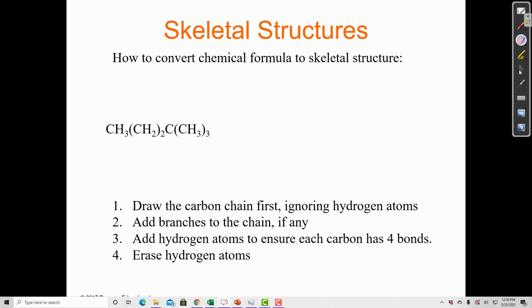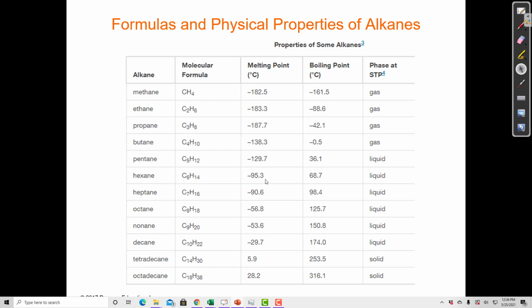All right, so here are the names and some properties of the simplest alkanes. So alkanes and all functional groups are grouped based on the number of carbon atoms. So with one carbon, it's called methane. Two carbons is ethane. Three carbons is propane. Four, butane. Five, pent. Six, hex. Seven, hept. Eight, oct. Nine is nonane. 10 is decane, and then 14 and 18, and it goes on and on, and they can get really, really big, right?